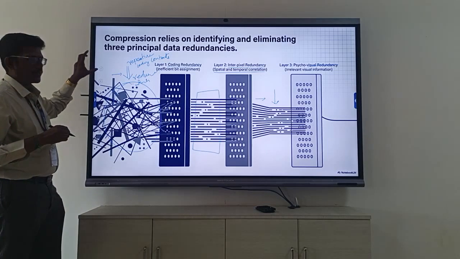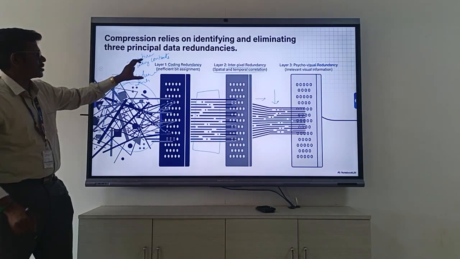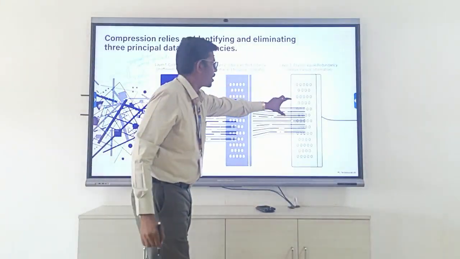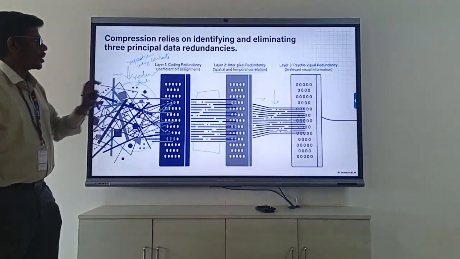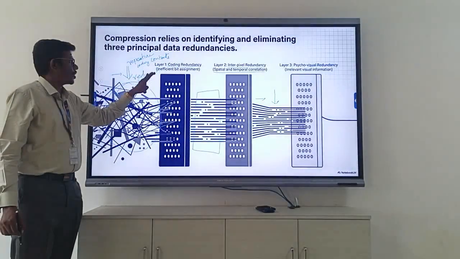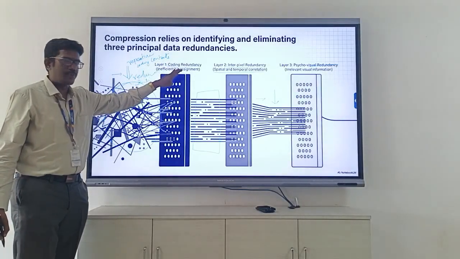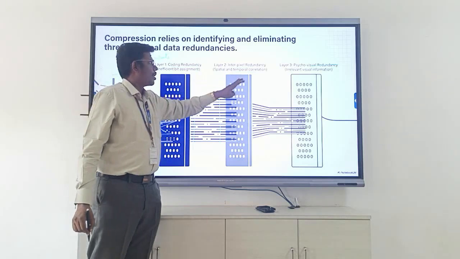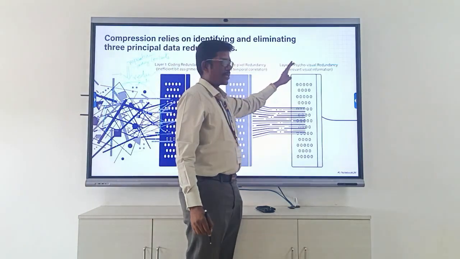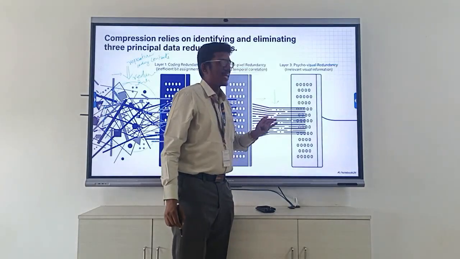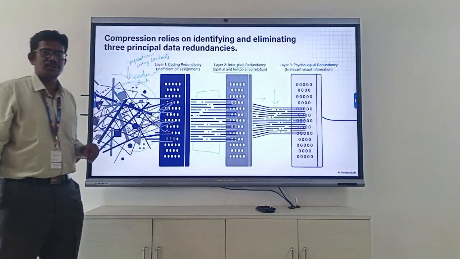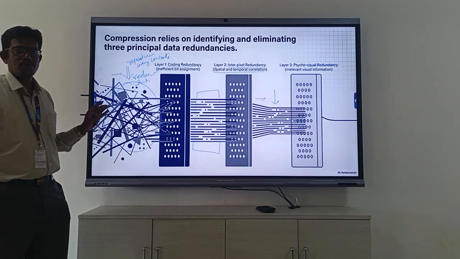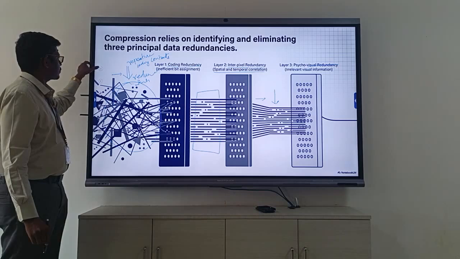First we have given the coding redundancy. Second, layer 2, we have given the interpixel redundancy. After that, in layer 3, the psycho-visual redundancy. In layer 1, we find the inefficient bit alignment. The second one is we find the correlation between the spatial and temporal correlation data. Finally, we have to remove the irrelevant visual information. So these are the basic things we have to identify and remove through the redundancy concept.